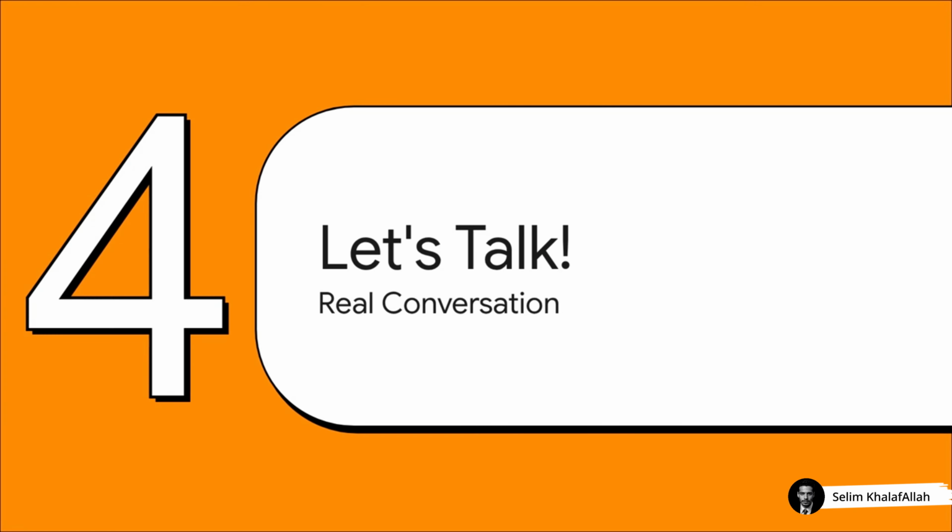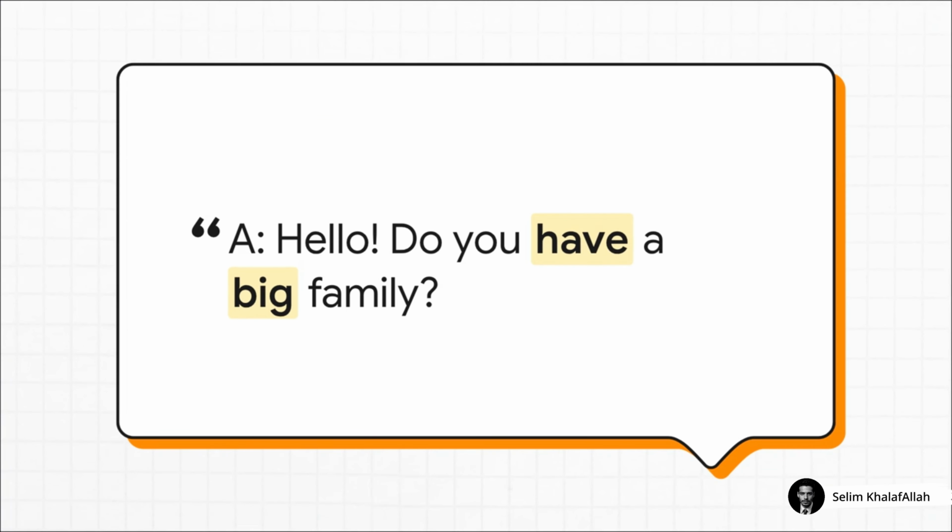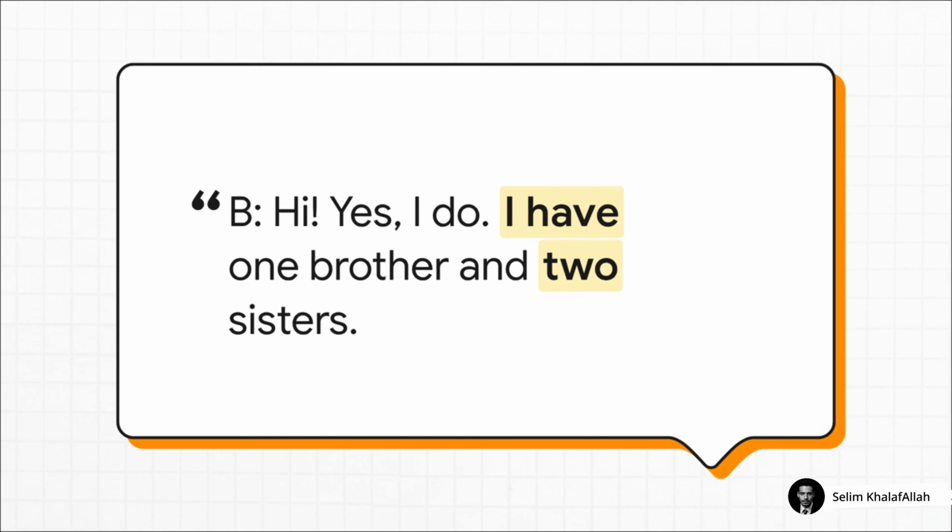Perfect. All right, we have all the pieces of the puzzle now. We have the vocabulary, we have the possessives like my and his, and we have the verbs have and has. So let's see how they all come together in a real, natural conversation. So here's person A starting a conversation, and they use a very common, very friendly question. Do you have a big family? Notice that structure, do you have? It's a great way to ask. And here is person B's answer. Yes, I do. A simple, clear reply.